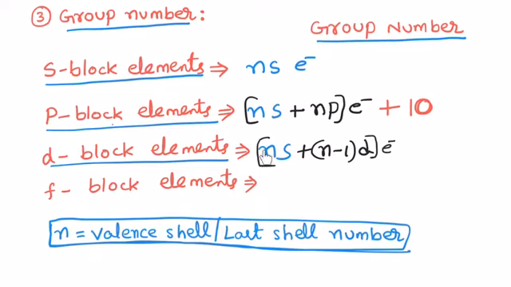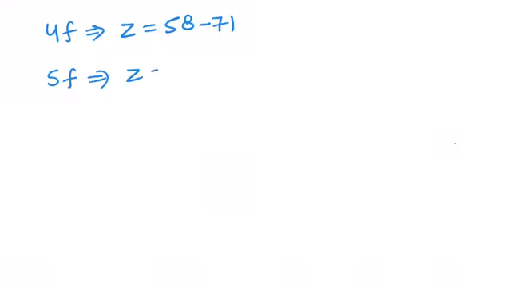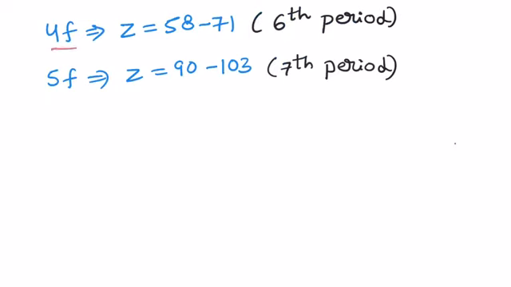Very simple. For example, n equals 4s. Here (n minus 1) d means 4 minus 1, 3d. 4s, 3d. F block belongs to third group. Next, F block is divided into two series, 4f series and 5f series. 4f series, atomic number started with 58, ended with 71, and 5f series, atomic number started with 90, ended with 103. This 4f series is present in 6th period and 5f series is present in 7th period.